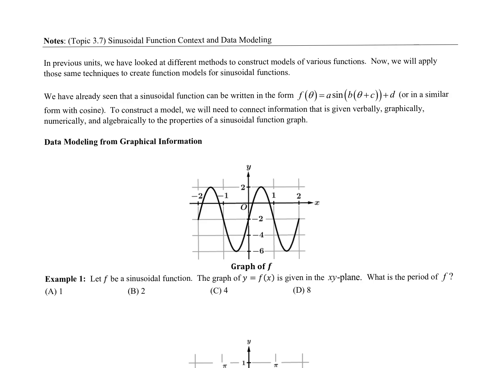We have already seen that sinusoidal functions can be written in the form f of theta equals a sine of b times the quantity theta plus c, plus d, or in similar form with cosine. To construct a model, we will need to connect information that is given verbally, graphically, numerically, and algebraically to properties of sinusoidal function graphs. Fantastic.